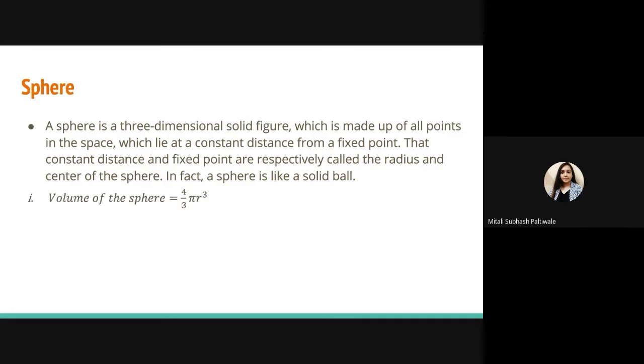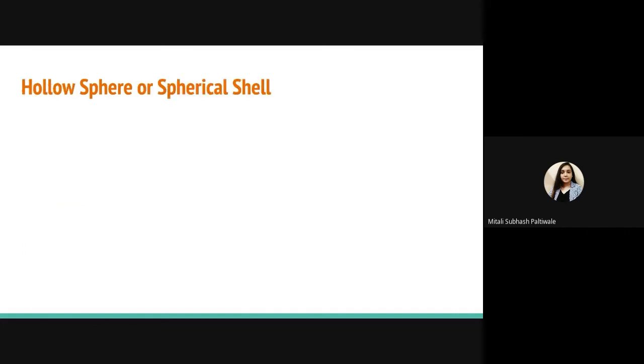All right, then let's move. Volume of a sphere would be 4 by 3 pi r cube. Total surface area would be 4 pi r square, where r would be the radius.